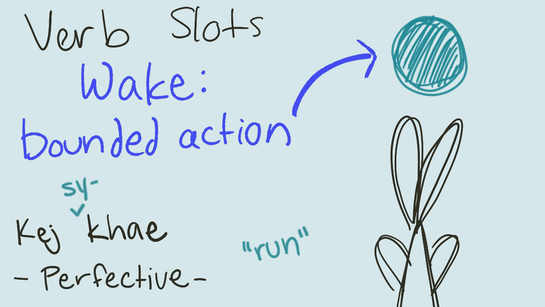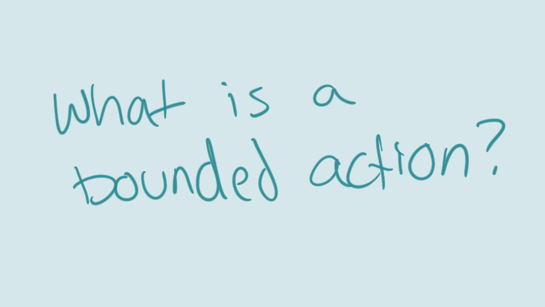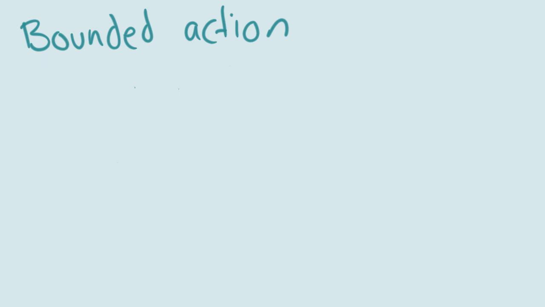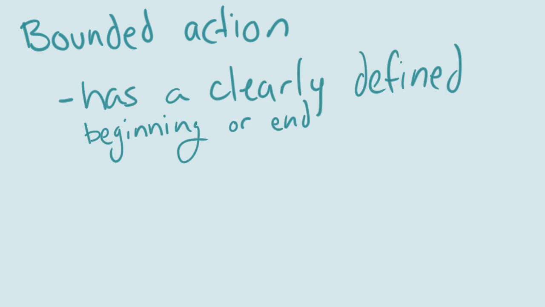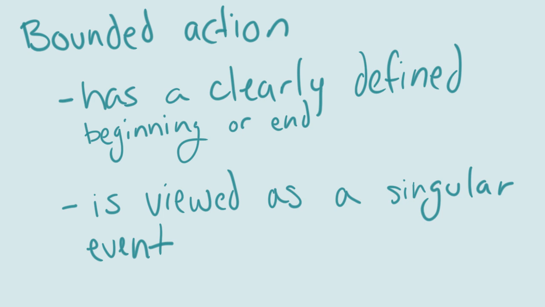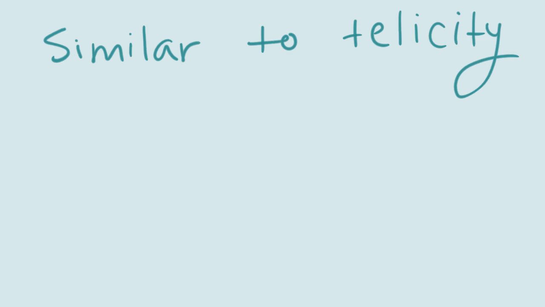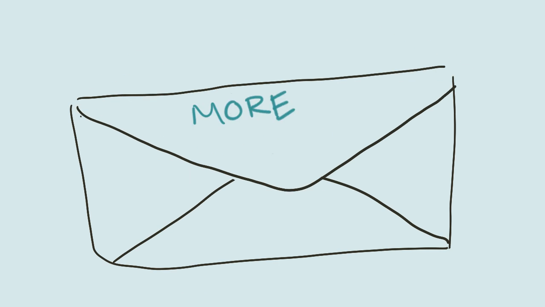To understand perfective, though, we need to know what a bounded action is. In linguistics, boundedness refers to an action that has a clearly defined beginning or end and is viewed as a singular event. It often crosses over with a term called telicity, but we'll cover that in a later video more about the specific lexical meanings that verbs can take.